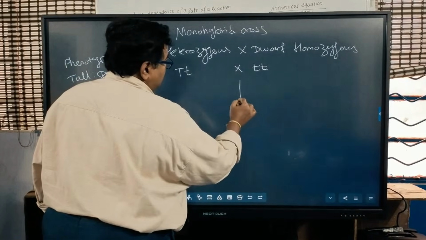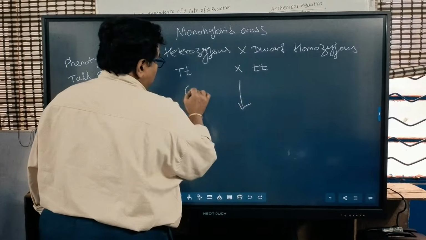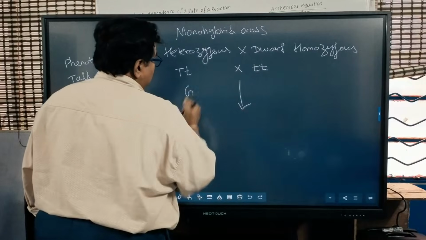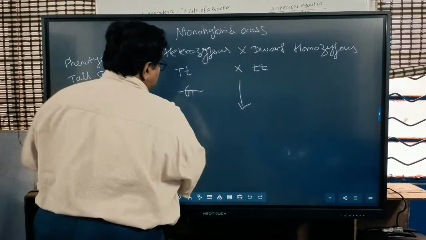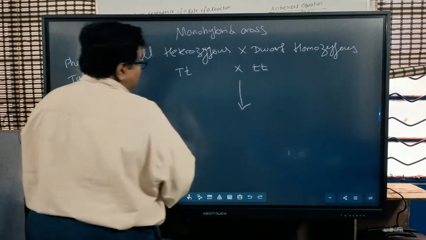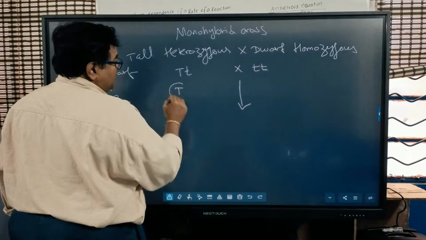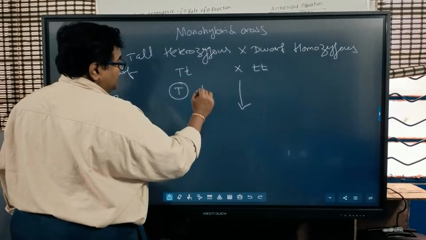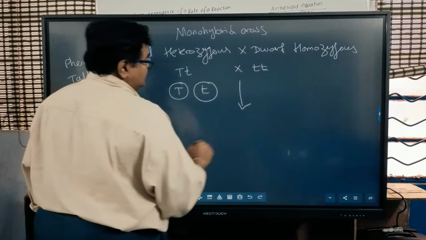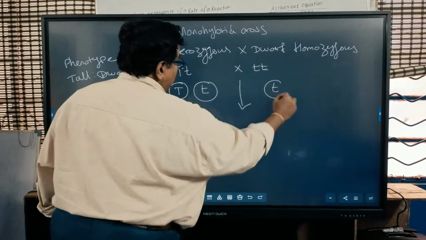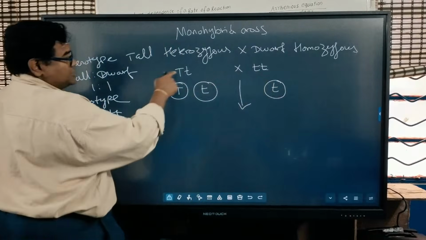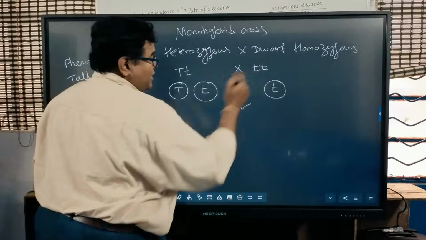We know very well the gamete segregation will happen. The gamete I am writing with a circle so that you will understand very nicely. Capital T I am giving a circle, there is a gamete. Small t I am giving a circle, there is a gamete, and the other small t I am giving in a circle. So this can make two types of gamete, this can make one type of gamete.